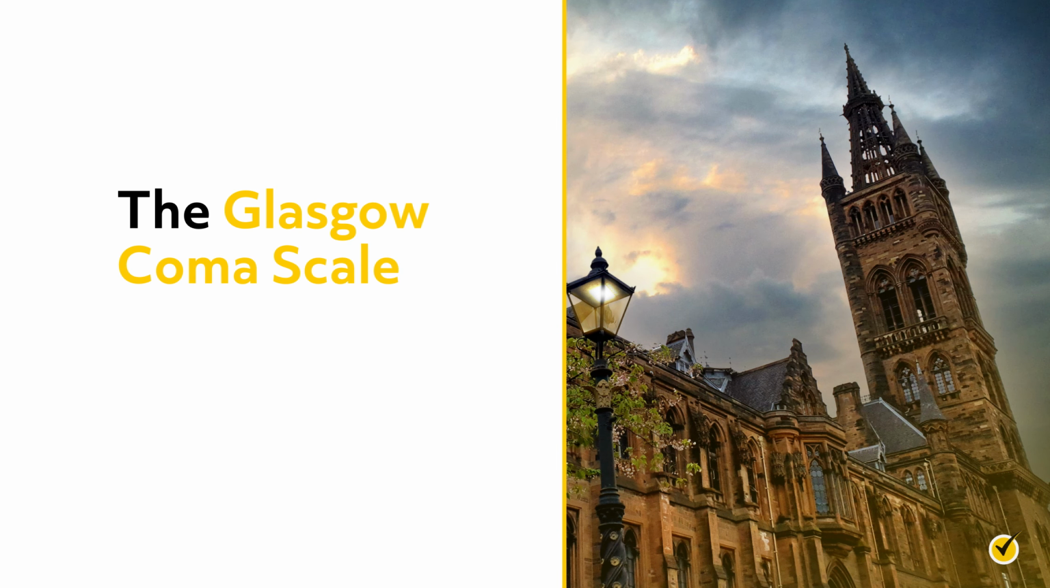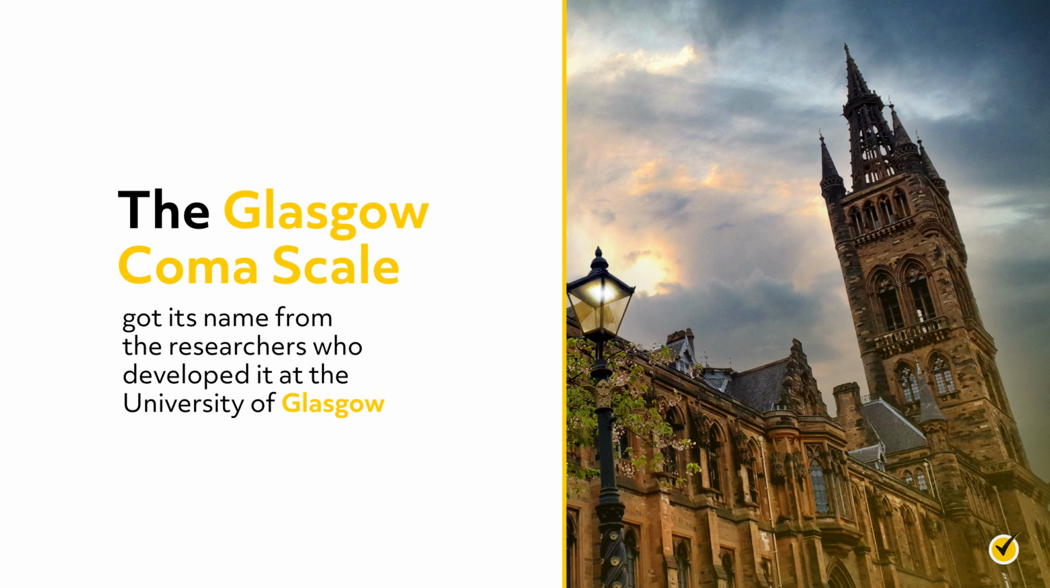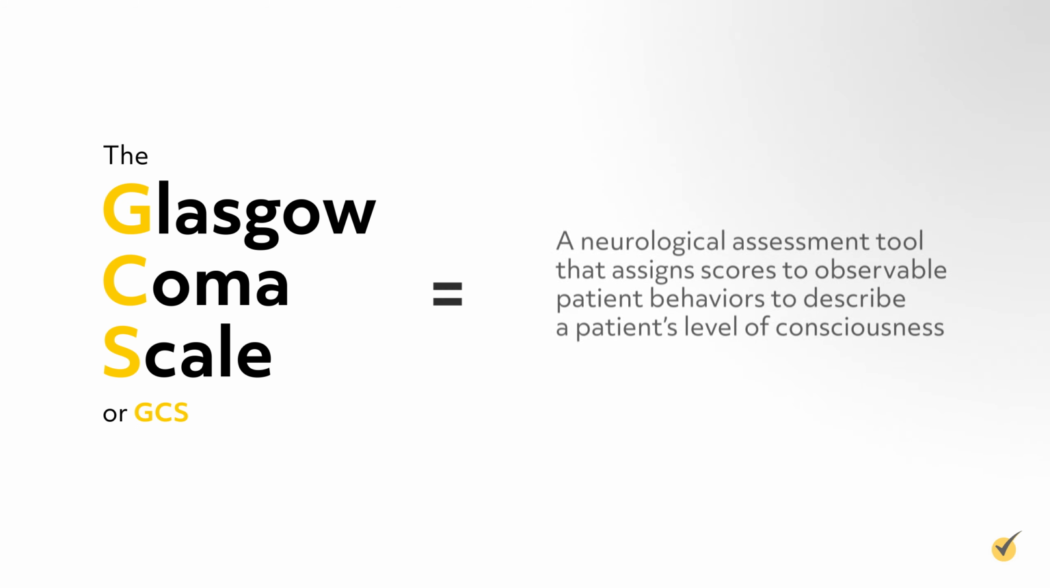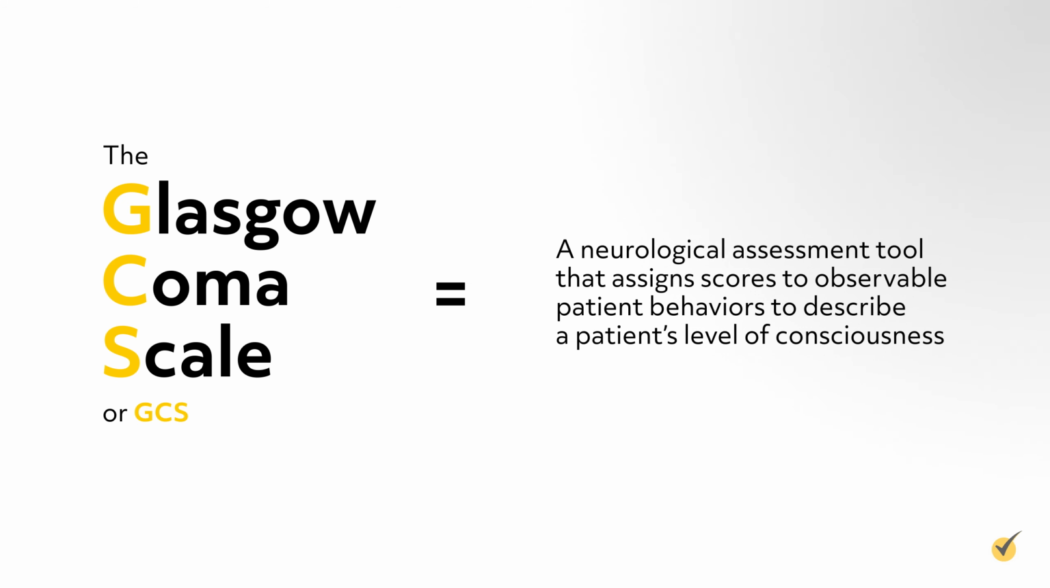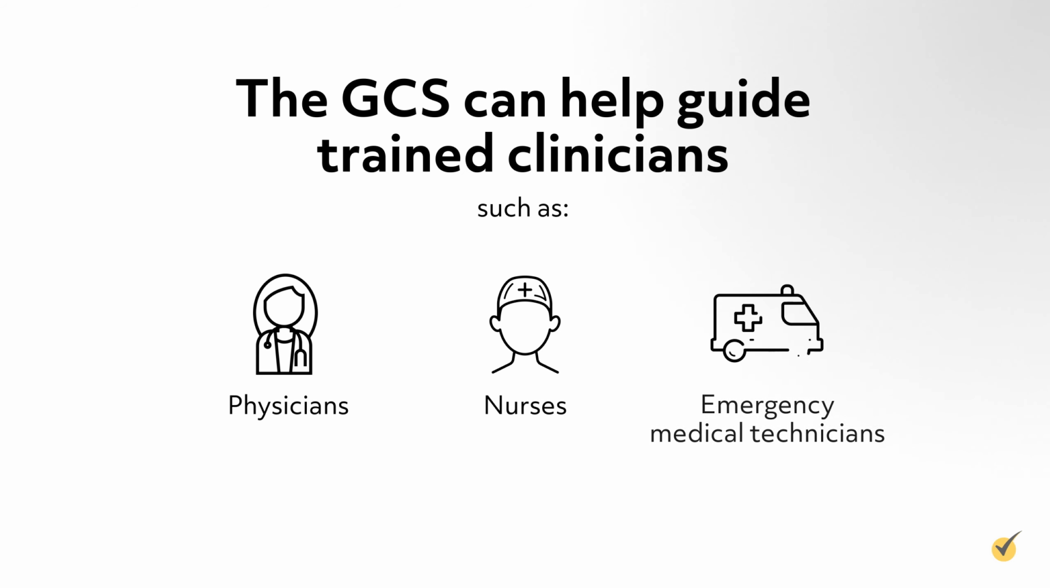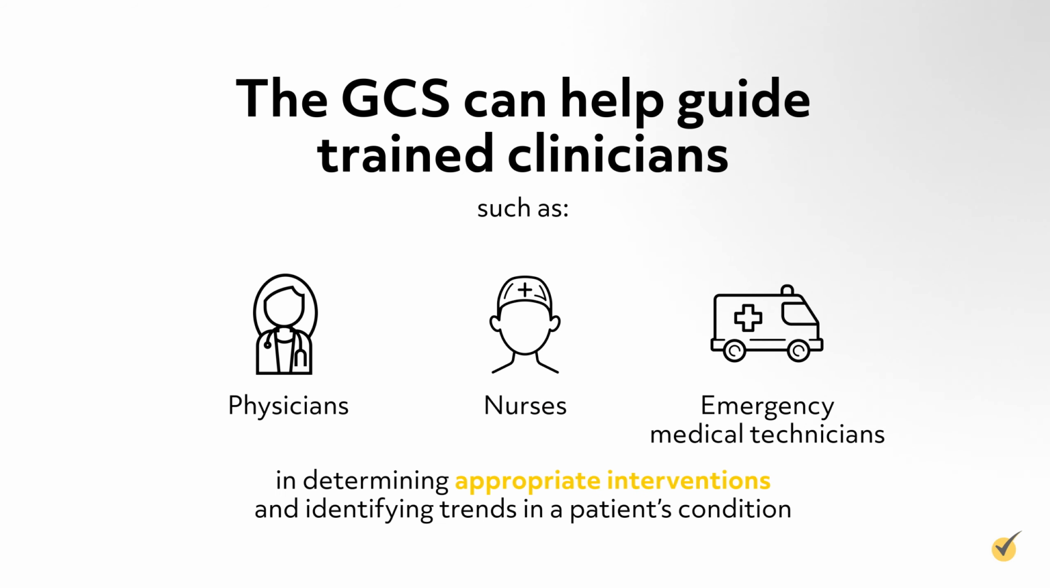The Glasgow Coma Scale got its name from the researchers who developed it at the University of Glasgow. The Glasgow Coma Scale, or GCS, is a neurological assessment tool that assigns scores to observable patient behaviors to describe a patient's level of consciousness. The GCS can help guide trained clinicians, such as physicians, nurses, and emergency medical technicians, in determining appropriate interventions and identifying trends in a patient's condition.